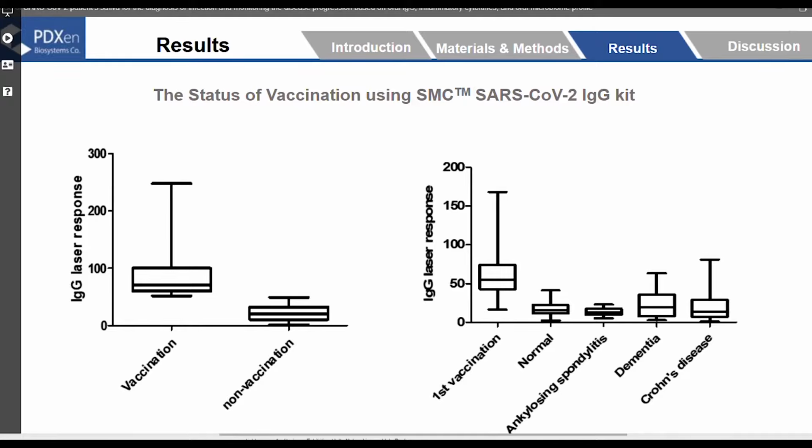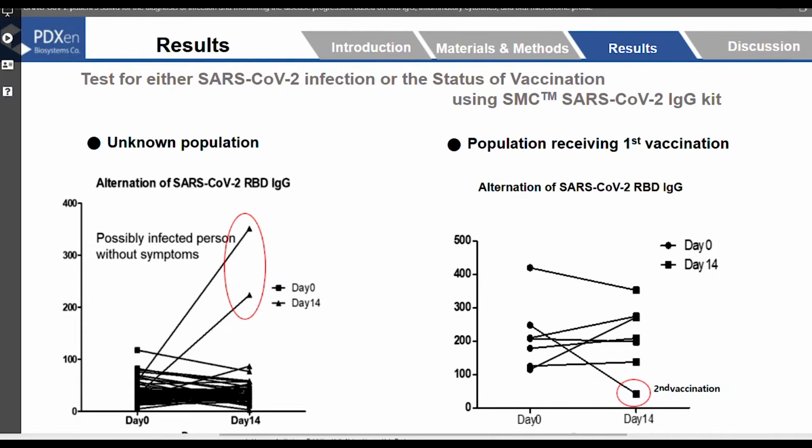But dementia and Crohn's disease are a little bit higher, because I published papers showing that COVID-19 can infect the intestine and cause some effects. So we don't know yet. But when I compare ankylosing spondylitis with Crohn's disease and dementia, their level is a little bit higher than ankylosing spondylitis. This is another data.